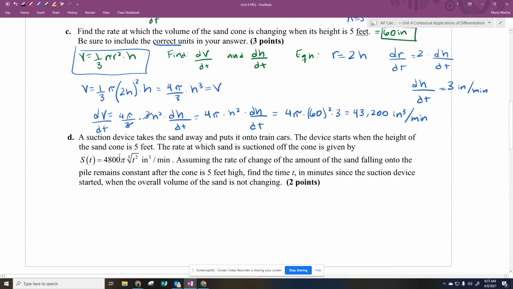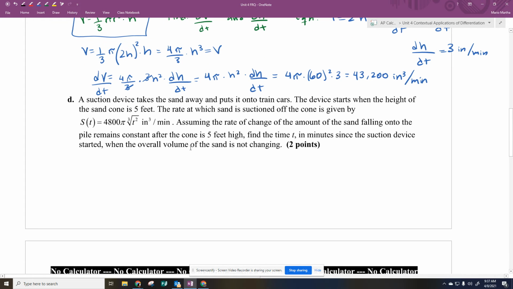All right, and then part D says a suction device takes the sand away and puts it onto train cars. The device starts when the height of the sand cone is 5 feet. The rate at which the sand is suctioned off the cone is given by S of t equals 4,800 pi times the cube root of t squared, in cubic inches per minute. Assuming the rate of change of the amount of sand falling onto the pile remains constant after the cone is 5 feet high, find the time in minutes since the suction device started when the overall volume of the sand is not changing.